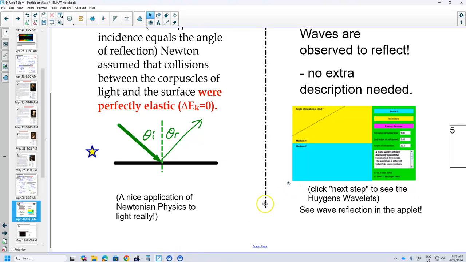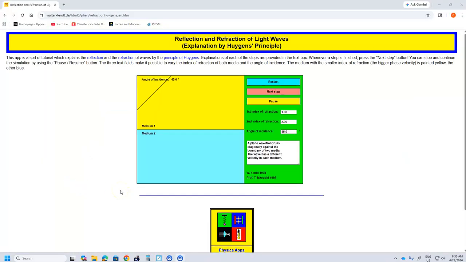See why this isn't clicking here. All right, so here's the applet. And so I don't know why it's so slow right now, but wavefront coming in, and then it's not doing what I want it to do right now. It's not showing the reflection. I guess next step. I don't know. Not showing the reflection. I don't think it's working properly anymore.